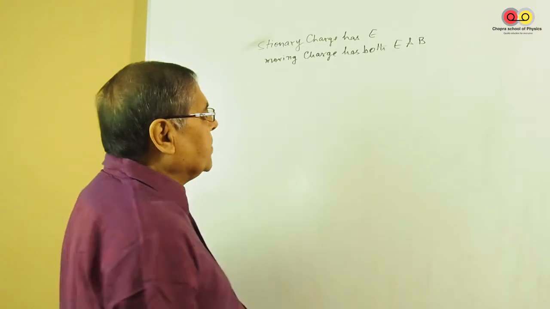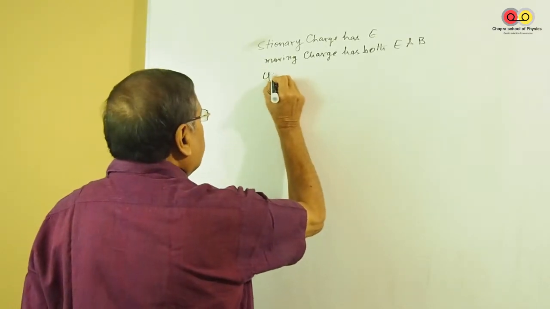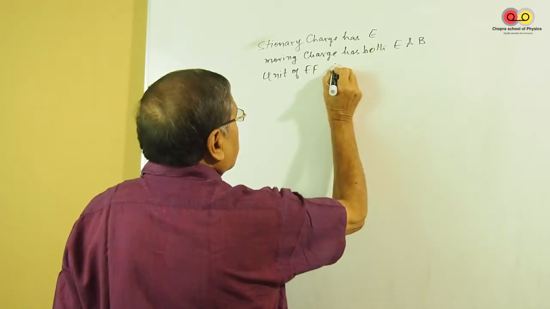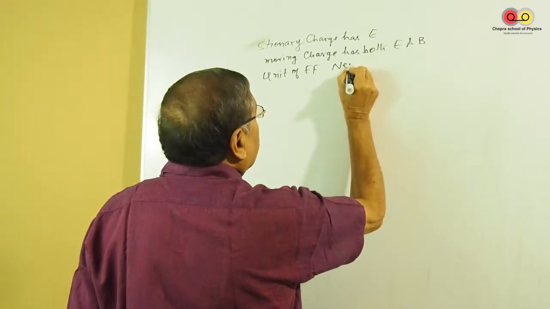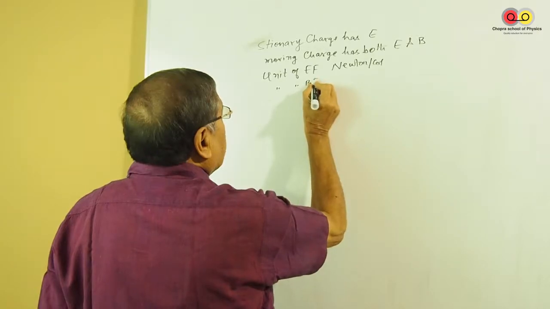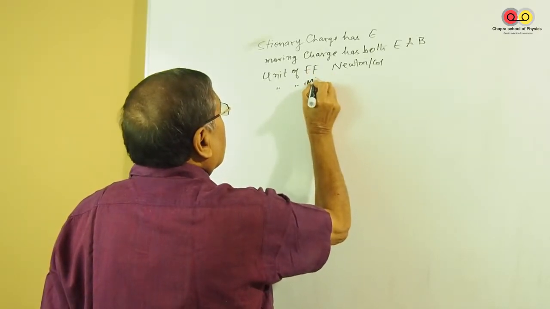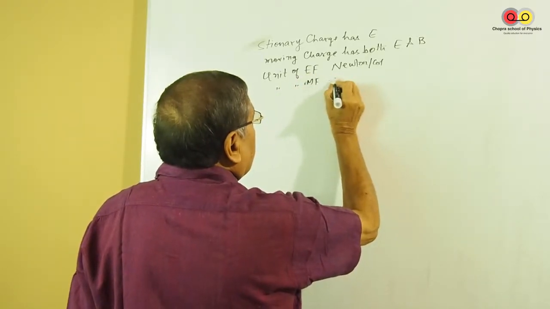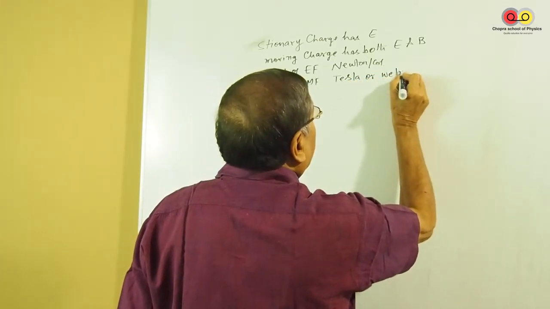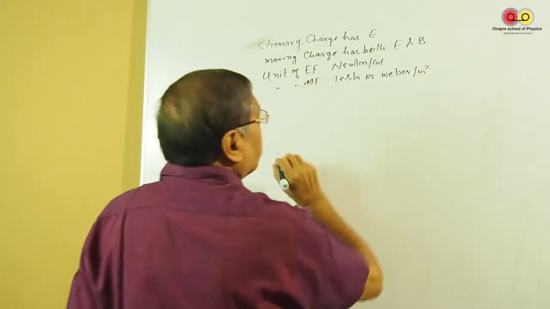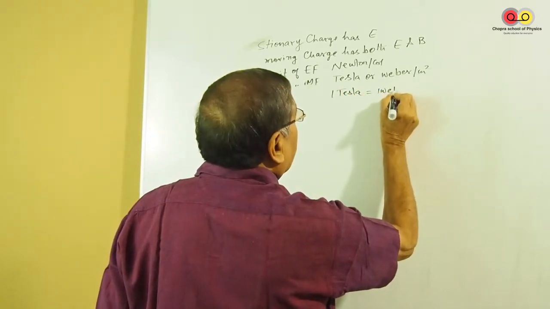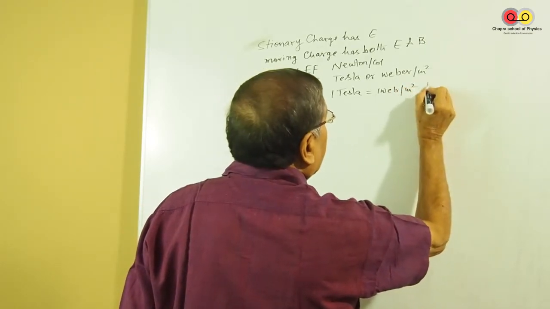Regarding electric field, the unit of electric field is Newton per Coulomb, and the unit of magnetic field is Tesla or Weber per meter square. 1 Tesla equals 1 Weber per meter square in MKS.